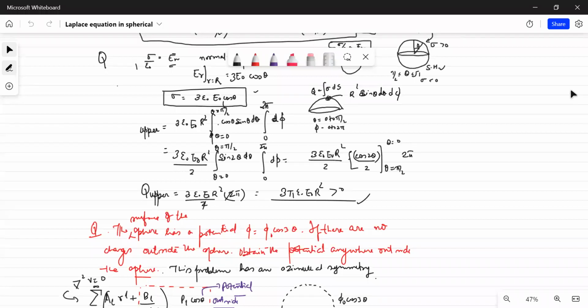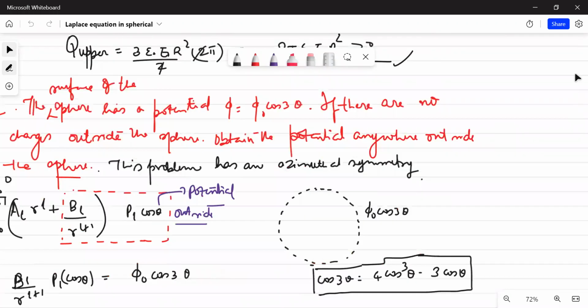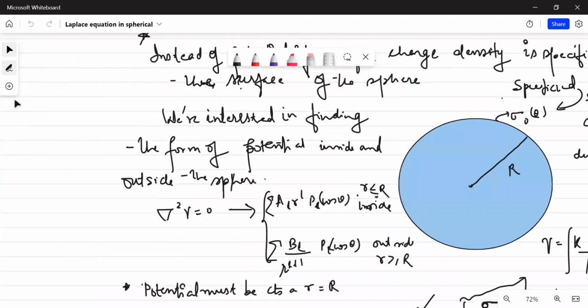Okay, so this is what we were discussing yesterday. As you know, we were doing Laplace's equation in spherical polar coordinates only, and more specifically, we were discussing the non-azimuthal symmetry.